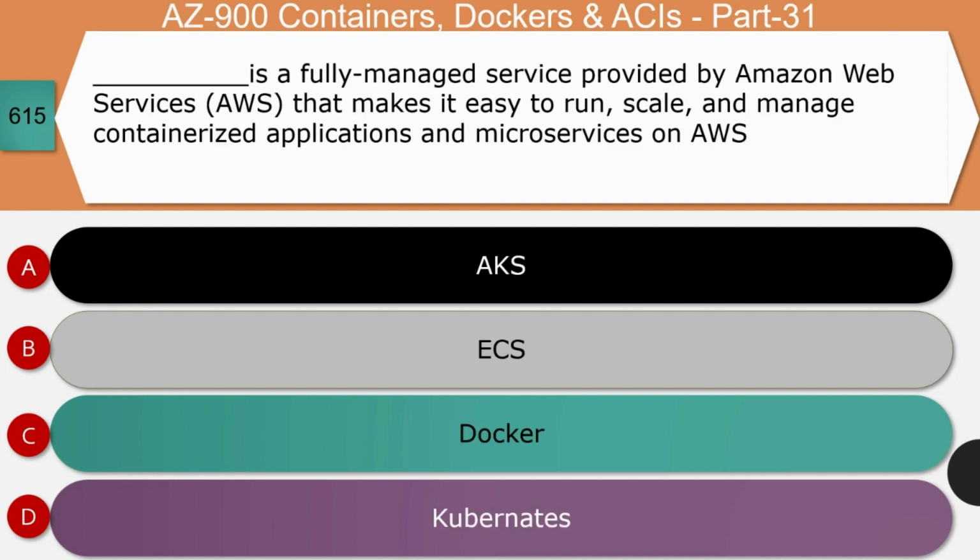Next question. Dash is a fully managed service provided by Amazon Web Services (AWS) that makes it easy to run, scale, and manage containerized application and microservices on AWS. Is it AKS or ECS or Docker or Kubernetes? The right answer for this question is ECS. Amazon ECS is a fully managed service provided by Amazon Web Services that makes it easy to run, scale, and manage containerized application and microservices on AWS.